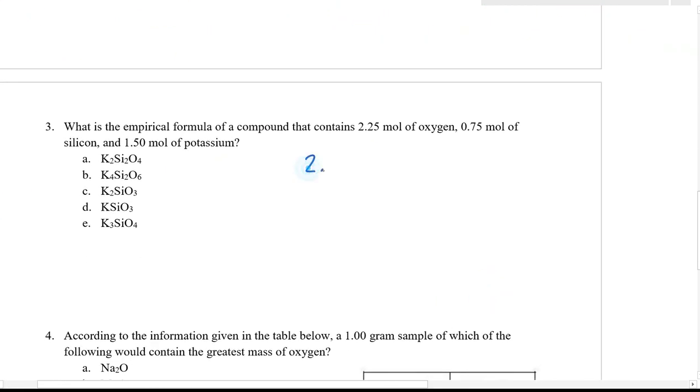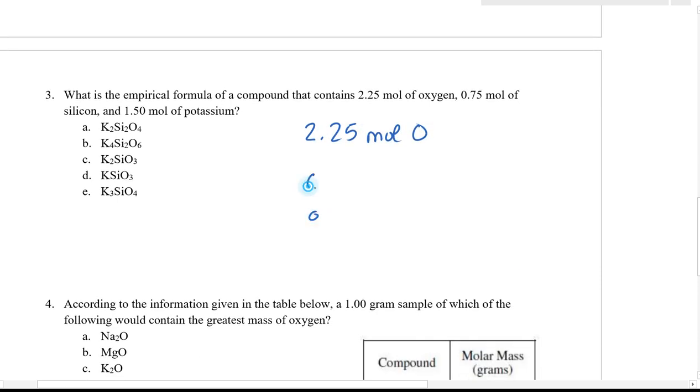So this one is 2.25. Write down what we know. Okay, we know the moles of three things, and you're trying to find the chemical formula. Remember, the chemical formula is just a mole ratio. So the way we find a mole ratio is we do the divide by small step.